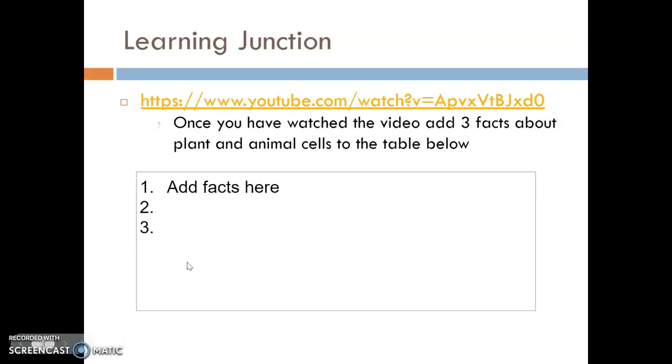On this slide, you will click the link. It's to a YouTube video about plant and animal cells. Once you have watched the video, you should add 3 facts about the plant and animal cells to the table below. You only have to do 3, and that could be about either the plant or animal cell or both. My suggestion here is that you do 1 of each and then 1 of your choice. That makes it simple and so much easier.